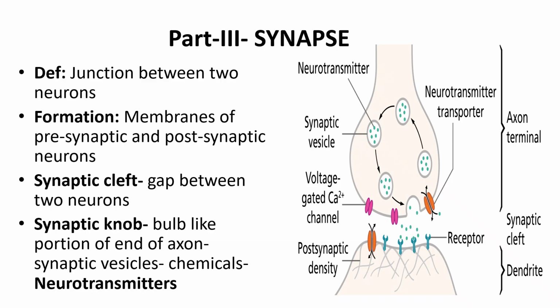So first, synapse, it is the junction between two neurons, and it is formed by membranes of presynaptic and postsynaptic neurons. The synaptic cleft is the gap between two neurons, and the synaptic knob is the bulb-like portion of the end of the axon. The synaptic vesicles consist of the chemicals, that is neurotransmitters.